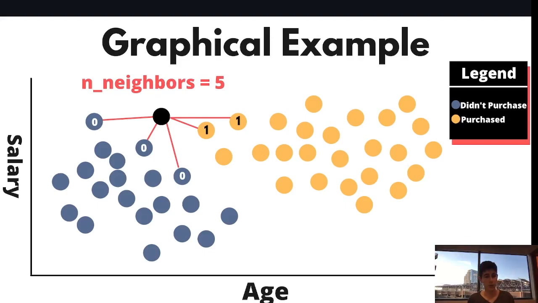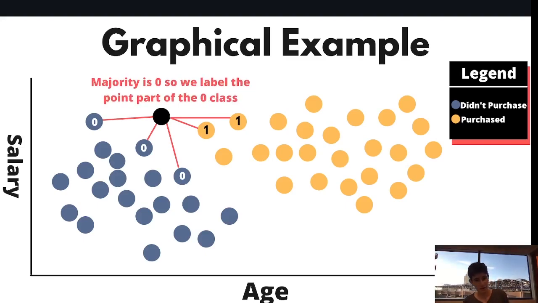So now what do we do? Now we take a majority vote, and based on the result of the majority vote, we label our tester point. So we see that the majority is 0, so we label the point part of the 0 class. And that's how KNN works.